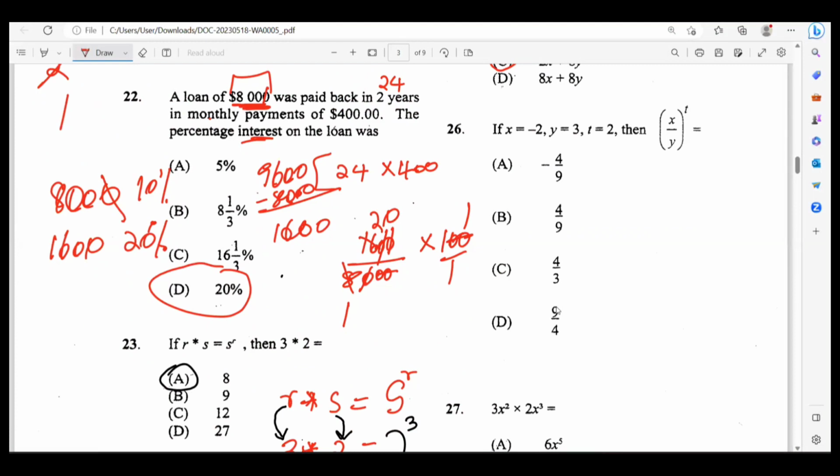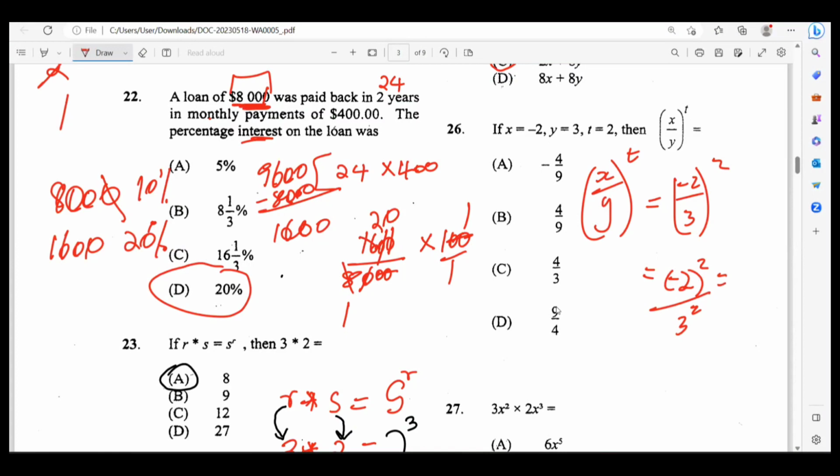Number 26 says here, if x is -2, y is 3, and t is 2, then x over y raised to the t. I think I said this question again. All right, let's go for it. We're doing x over y, and we want to raise this to t. So x is -2 over y, and y is 3 in brackets, and t is the square. So what does this mean? It means that the -2 will be squared and the 3 will be squared. So I'm getting 4 over 9.